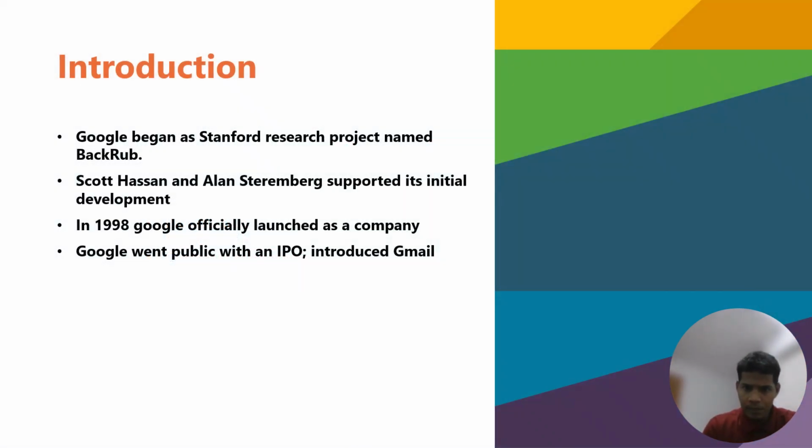Google started in the mid 1990s as a Stanford research project called Backrub, created by Larry Page and Sergey Brin, with help from Scott Hassan and Alan Sternberg. It grew into a new kind of search engine that analyzed links between websites. In 1998, Google officially became a company. The name comes from the word googol, representing a 1 with 100 zeros, showing their vision to organize unlimited information.